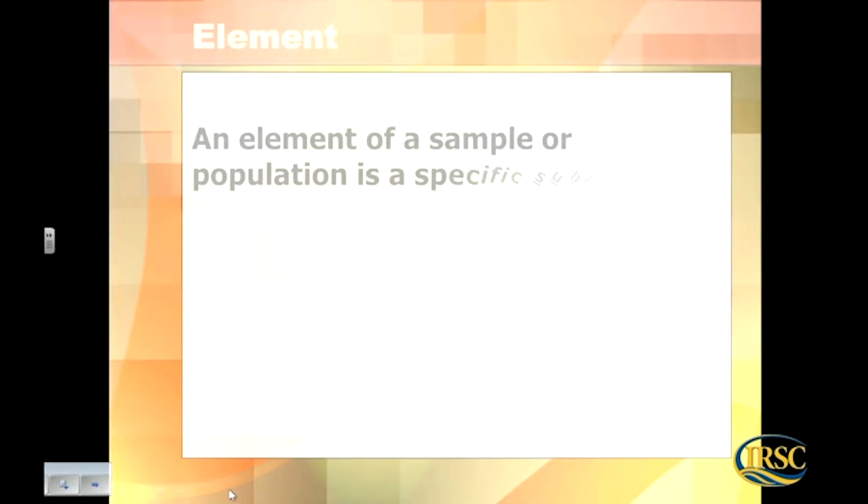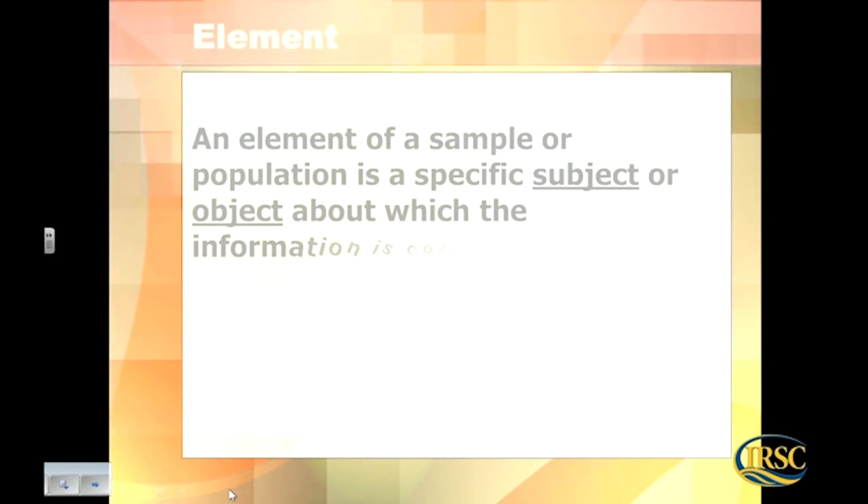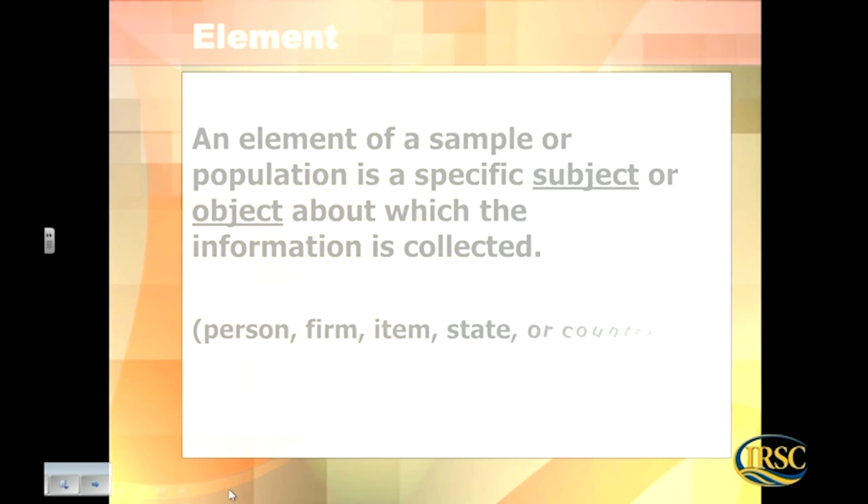Okay, so an element of a sample or a population is a specific subject or object about which the information is collected. That could involve a person if you're looking at a population of people, a firm, maybe you're looking at all the law firms in St. Lucie County, and so one firm would be an element. An item, a state if you're studying the 50 states, or a country if you're studying a population of countries.